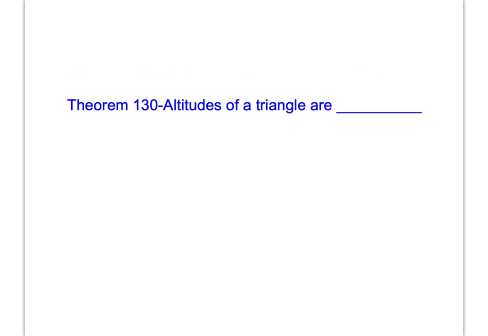The next theorem says the altitudes of a triangle are concurrent. In other words, if I draw three altitudes in a triangle, they will intersect in exactly one spot, and that spot is called the orthocenter.